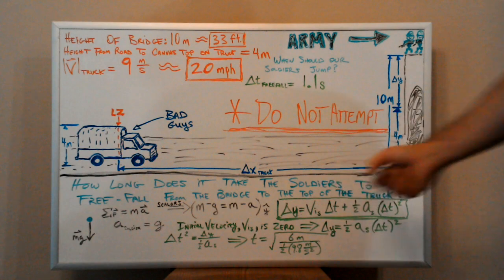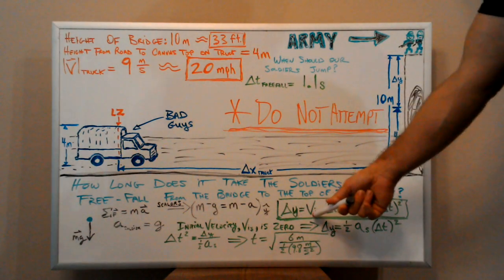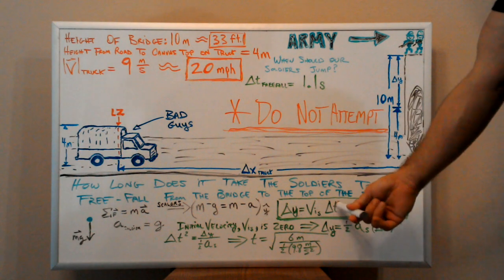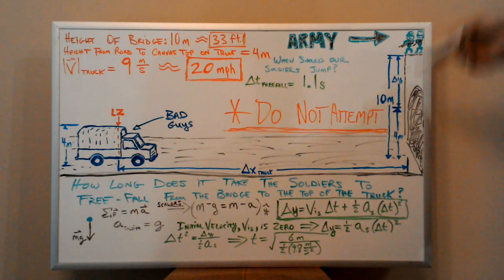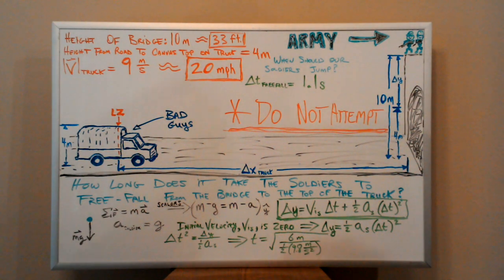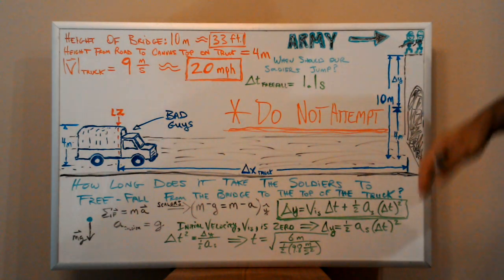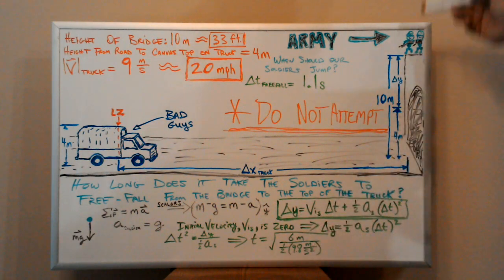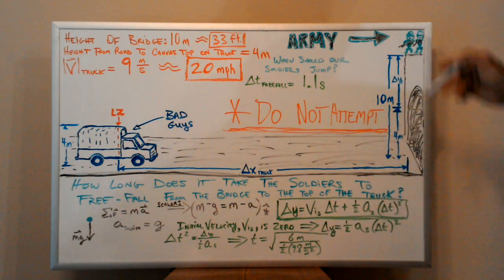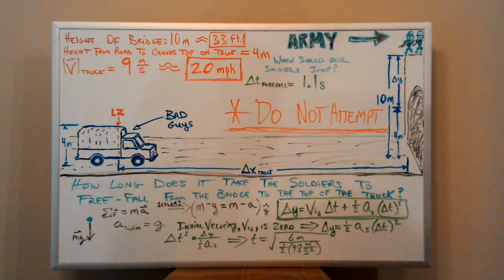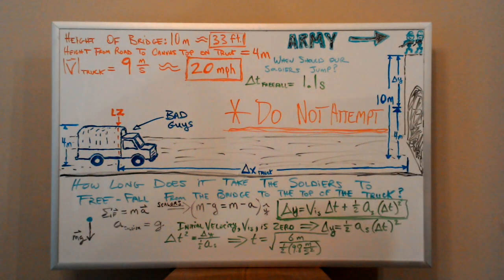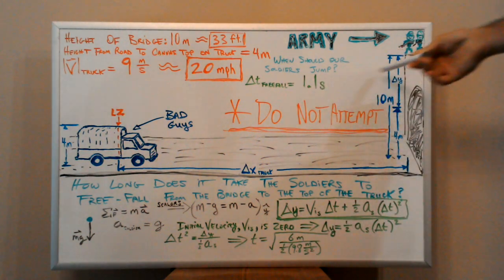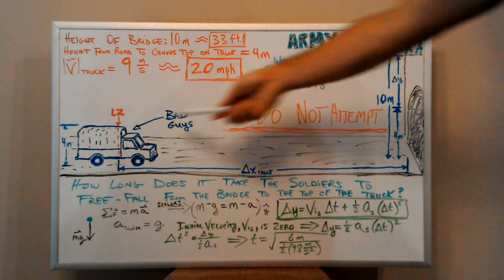We have the change in y, this distance here, is equal to the initial velocity of the soldiers multiplied by the time plus 1/2 the acceleration of the soldier multiplied by the time it takes to fall squared. And since the initial velocity of the soldiers, the instant they jump, is going to be 0, we can simplify and say that the change in y is equal to 1/2 the acceleration of the soldier multiplied by the change in time squared. So if we rewrite it in terms of time and plug in our variables, we find out that it takes the soldiers a time of 1.1 seconds to fall that 6 meter distance to where they would hit the top of that truck.